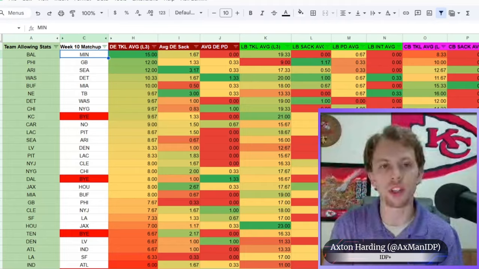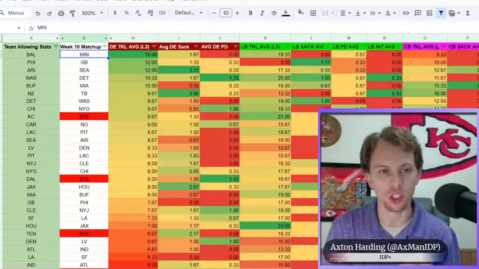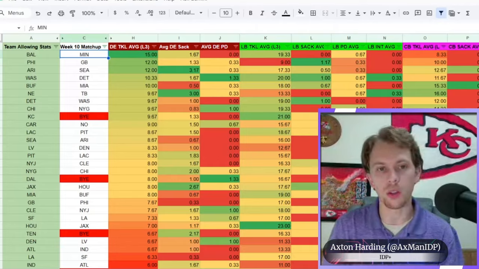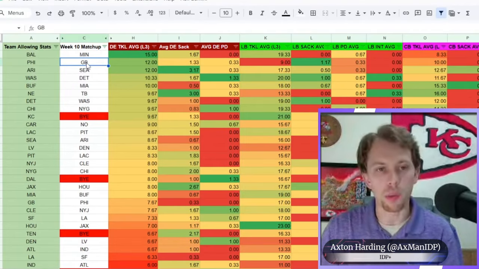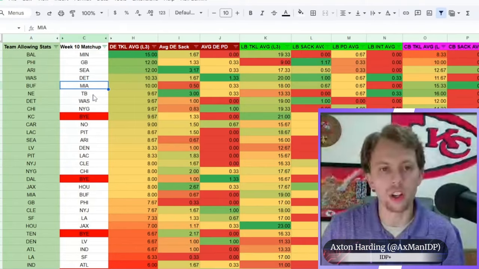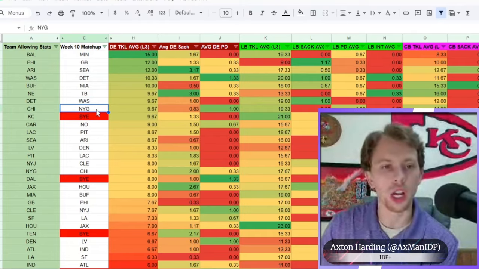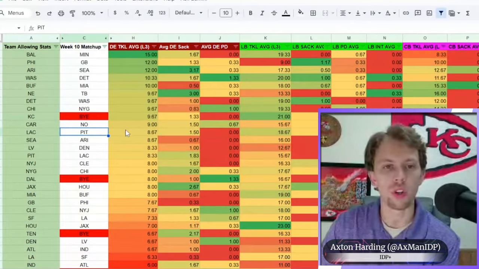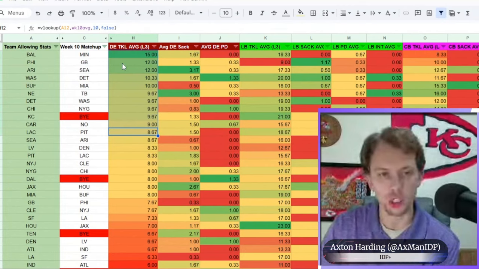So let's talk about defensive end tackle production. Baltimore's given up the most tackles to defensive ends on average the last 3 weeks. So Minnesota Vikings defensive ends find themselves in a good tackle matchup. Green Bay Packers, Seattle Seahawks, Detroit Lions, Miami Dolphins, Tampa Bay Buccaneers, Washington Commanders, New York Giants, New Orleans Saints, and the Steelers defensive ends find themselves in good tackle matchups.